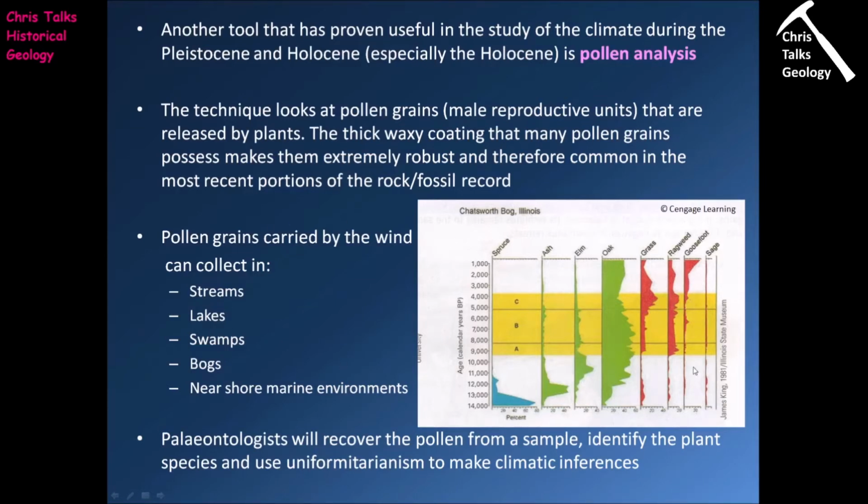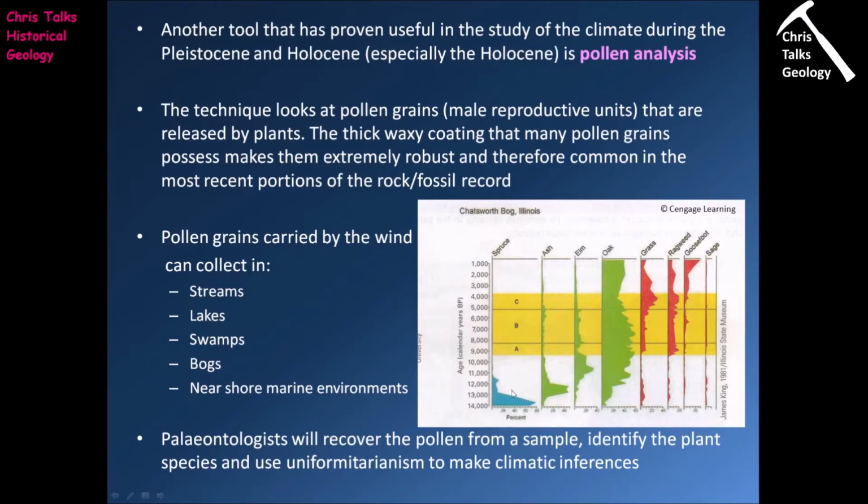Now, if we look over here, we can actually see an example of how we are using pollen grains to infer climatic change throughout the last, in this case, about 15,000 years. So this is for the Chatsworth Bog in Illinois. Now, if you remember, the transition from the Pleistocene into the Holocene occurs about 12,000 years ago. So down here at 12,000 years, this is where we're going to get the transition, essentially the end of the last ice age and a movement into more modern conditions.